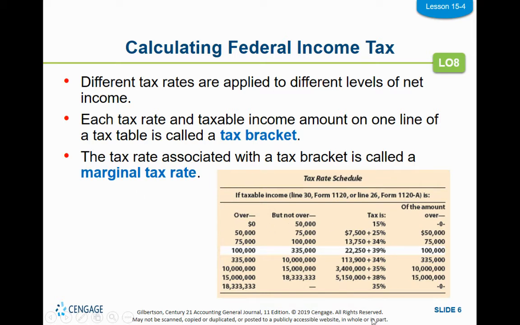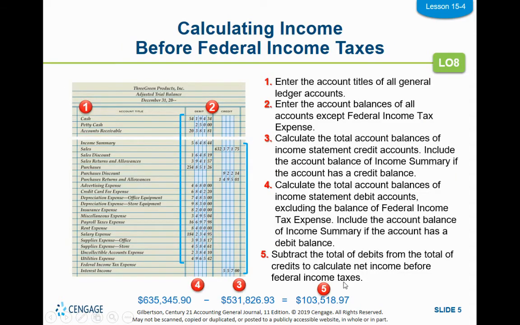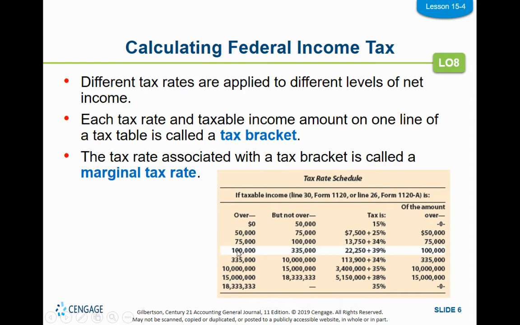So if we look at this tax rate schedule, the one that's highlighted here in white, this would be a corporation that made over $100,000 net income, but not over $335,000 in net income. That's not revenue, that's net income. So in our example back here, we made $103,000 net income before taxes. So this is the line we would deal with.